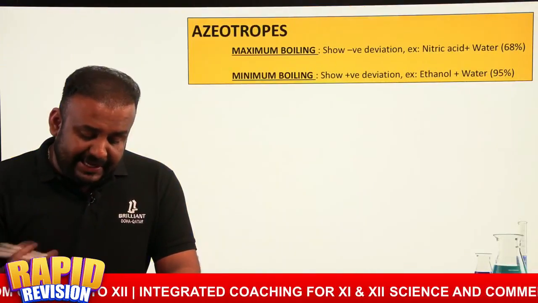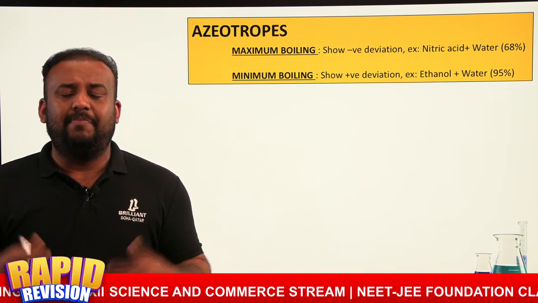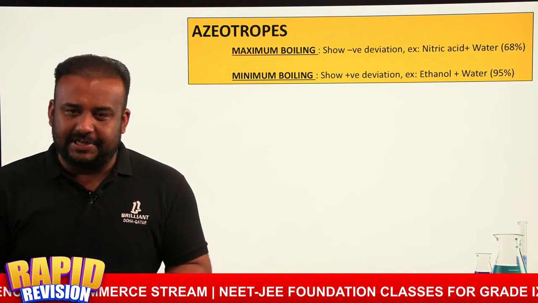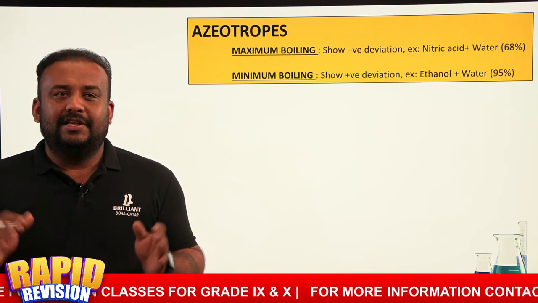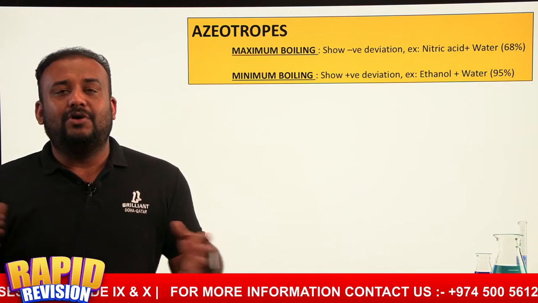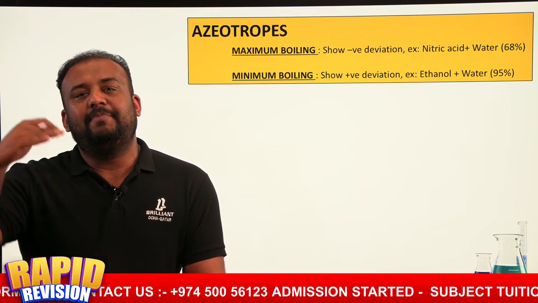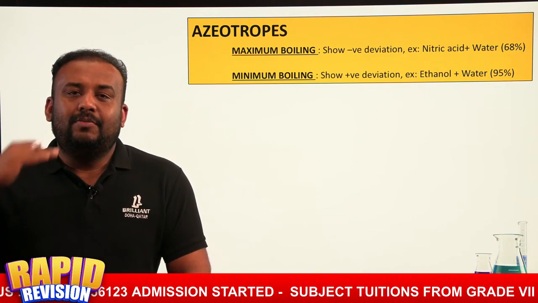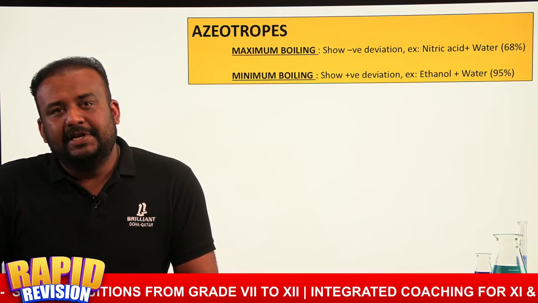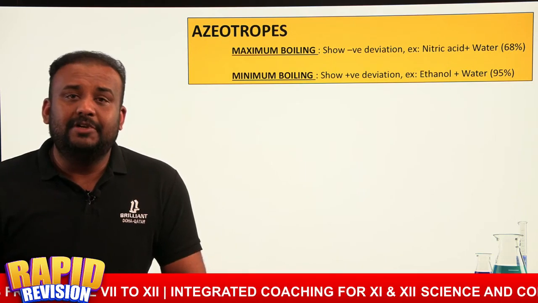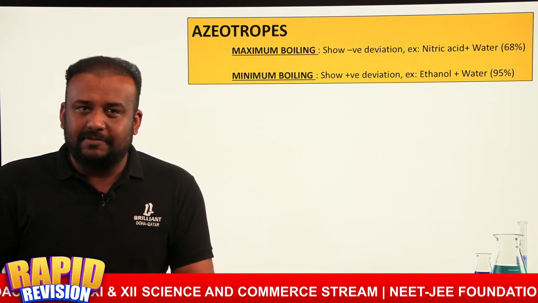So remember these examples. Now, azeotropes, a small concept, but definitely a possible area for an assertion-reason question. So what are azeotropes? In a shorter form, we can define them as constant boiling mixtures. That means when you mix certain things and once they reach a particular composition, their composition will be the same in the vapor phase as well as in the solution phase. So in such cases, it will be impossible for us to separate them by using the typical distillation methods.